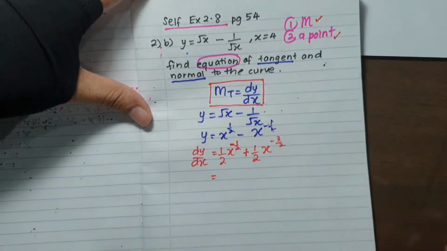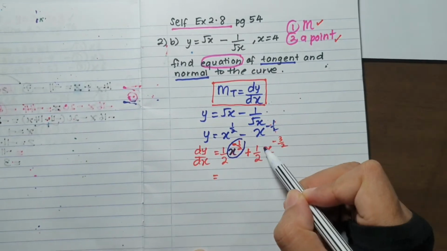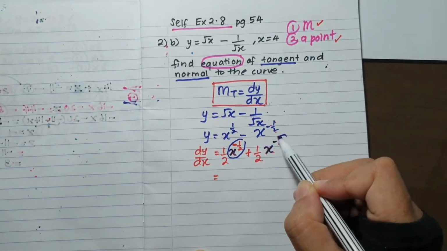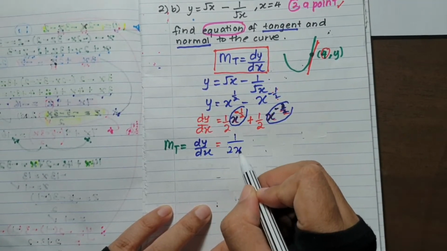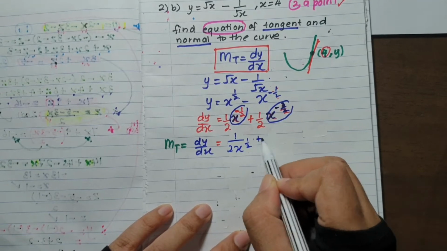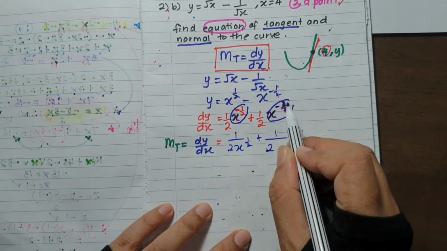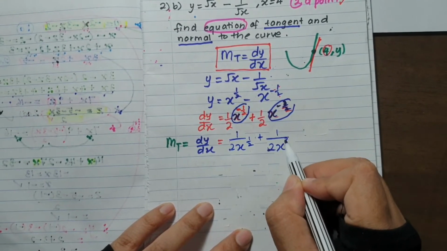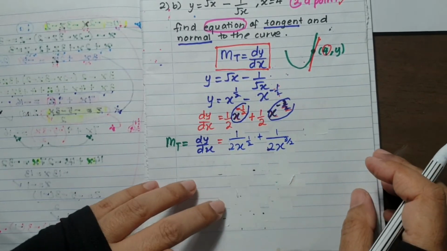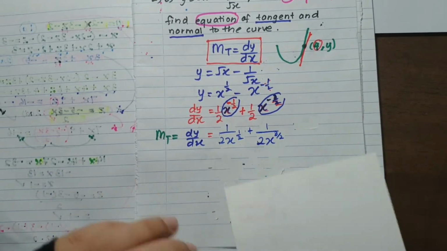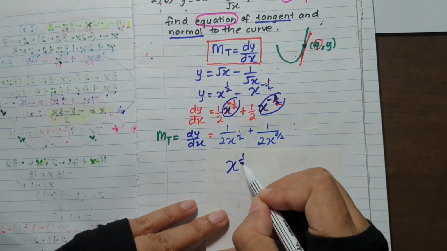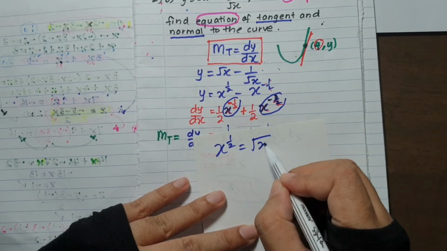I advise you, to make it easy, just remember this: whenever you see a variable whose index is negative, bring it down. So it becomes 1 over 2 x power of half plus 1 over 2, this one x power of 3 over 2. Okay, next. This one, x power of half, is actually square root x.